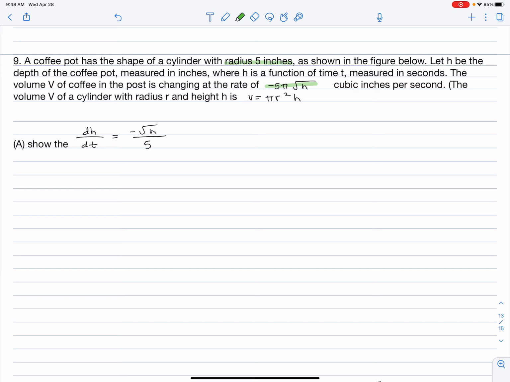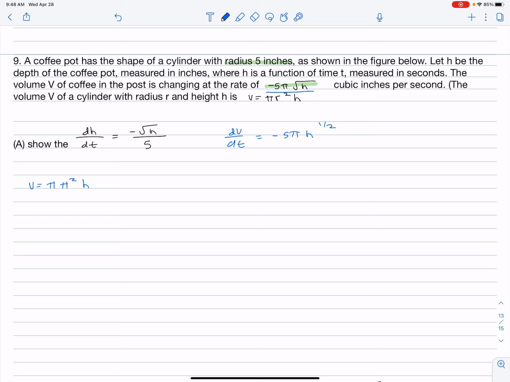In order to do that, we need to know a couple things. Basically, we're going to take this function, V, the volume equals pi r squared h, take the derivative of it, and solve it for dH/dt. That's the idea here. Let's see the different things we know. One of the things we know is dV/dt. They told us that equals negative 5 pi h to the 1/2. I'll just leave it as h to the 1/2, just in case I have to do stuff with it.